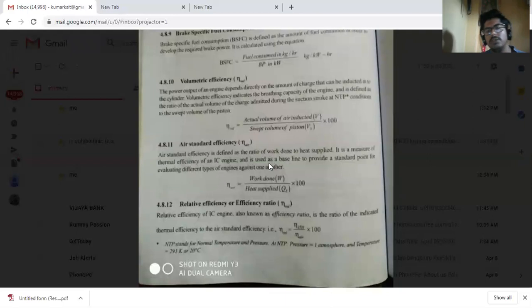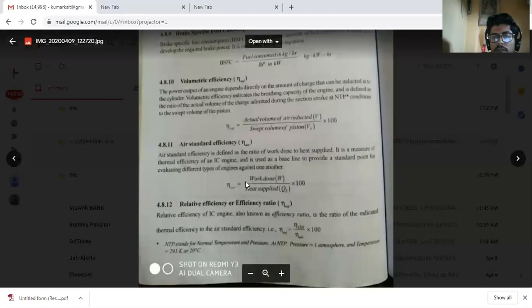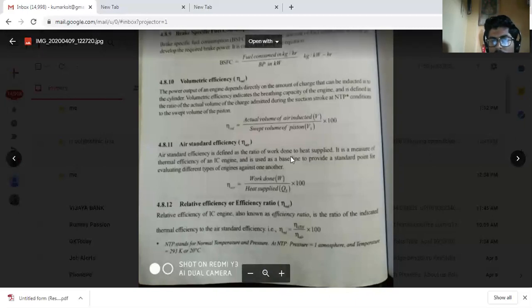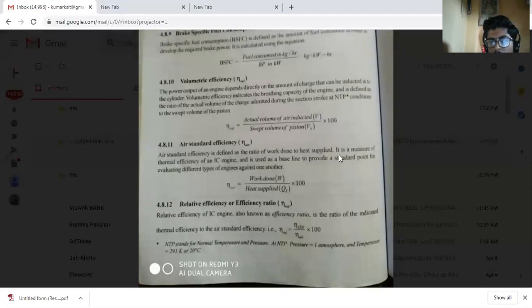Next, air standard efficiency. Air standard efficiency is defined as the ratio of work done to the heat supplied. So that is eta air equals work done W divided by heat supplied QS into 100. Going through the definition: air standard efficiency is defined as the ratio of work done to heat supplied. It is a measure of the thermal efficiency of an IC engine.